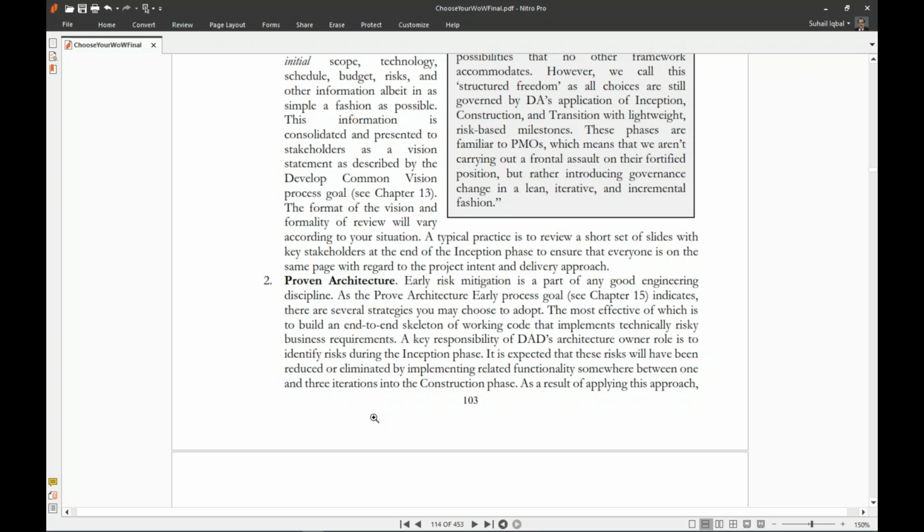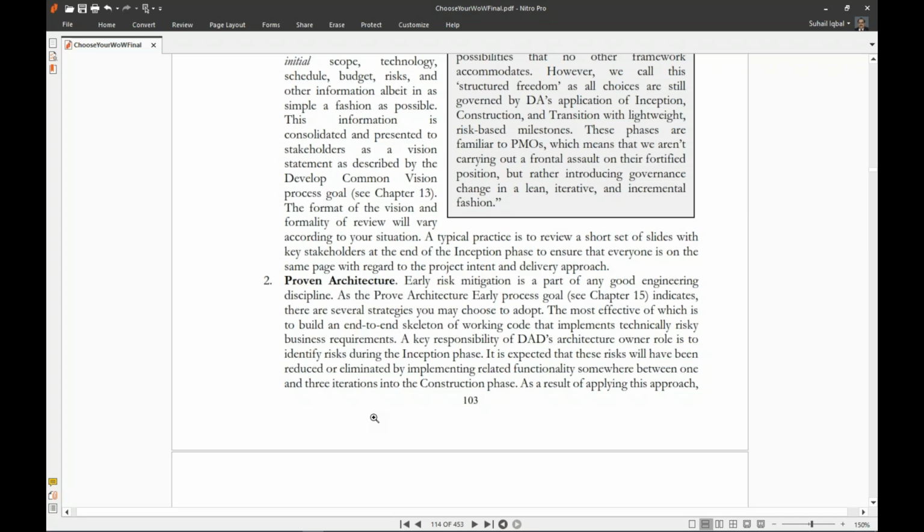Second point is proven architecture. Early risk mitigation is a part of any good engineering. As the Prove Architecture Early process goal, see chapter 15, indicates, there are several strategies you may choose to adopt, the most effective of which is to build an end-to-end skeleton of working code that implements technically risky business requirements. A key responsibility of DAD's architecture owner role is to identify risks during the inception phase. It is expected that these risks will have been reduced or eliminated by implementing related functionality somewhere between 1 and 3 iterations into the construction phase.